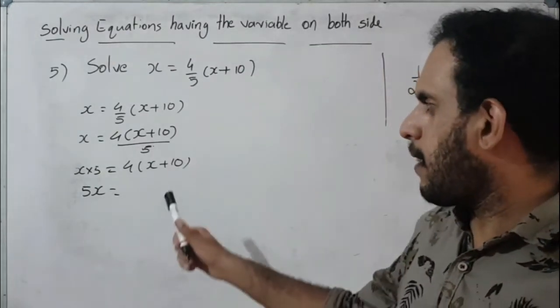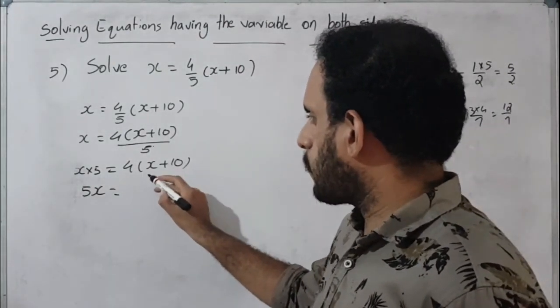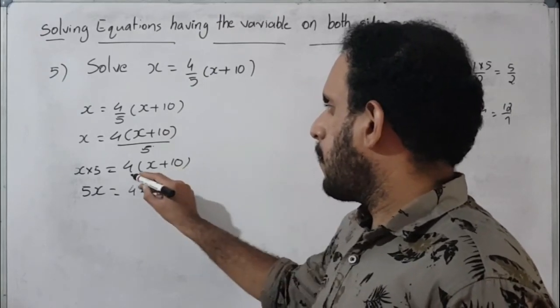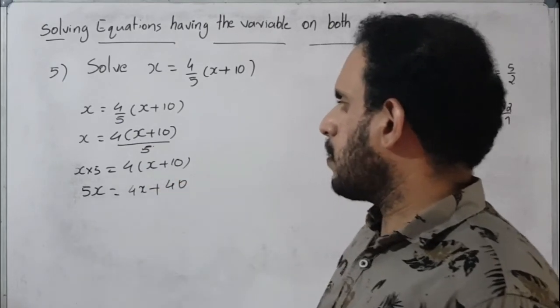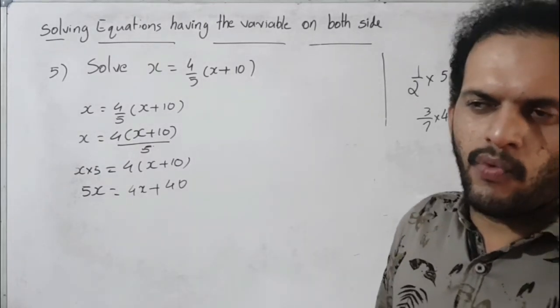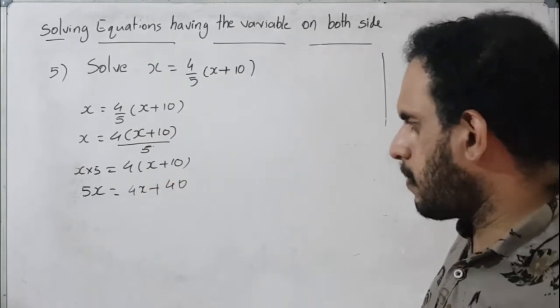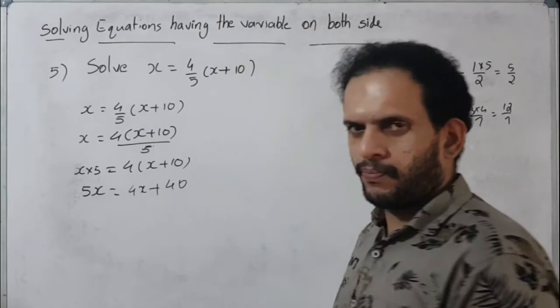The next step is to expand the bracket. Then 4 into x is 4x plus 4 into 10, 40. So 5x is equal to 4x plus 40. Next we know that we need to take the variables on one side and numbers on the other side. But here, in this LHS part we do not have any number.